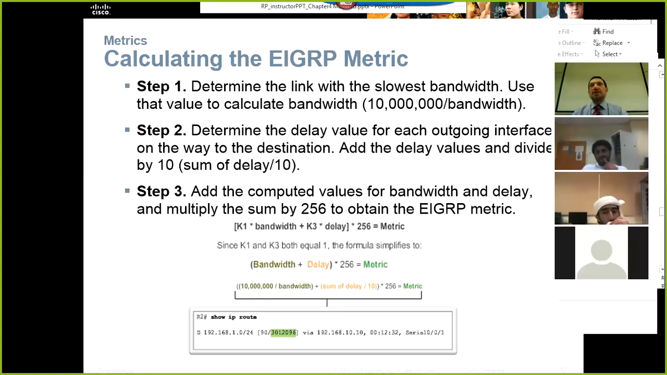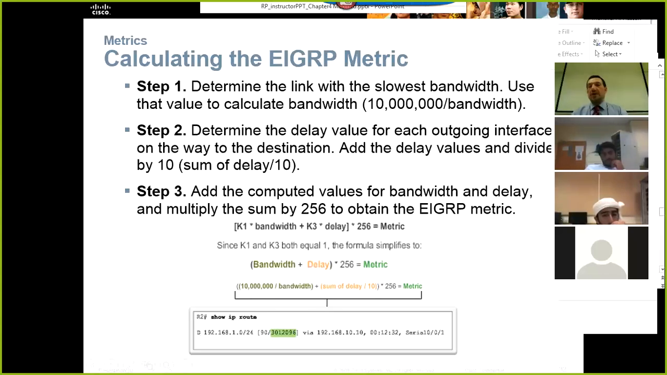That's the reason. Whereas the bandwidth we use in our calculation, is it the slowest bandwidth along the way or the fastest bandwidth along the way? The slowest bandwidth. And then we need to multiply the whole thing by 256 to give us the EIGRP metric. Excellent. And this metric that we calculate is the second figure we see inside the brackets of your show IP route output. The first number is your admin distance, and the second number is your metric.